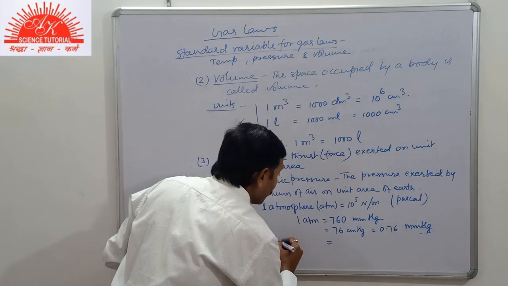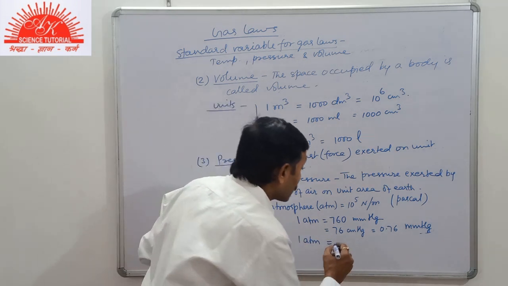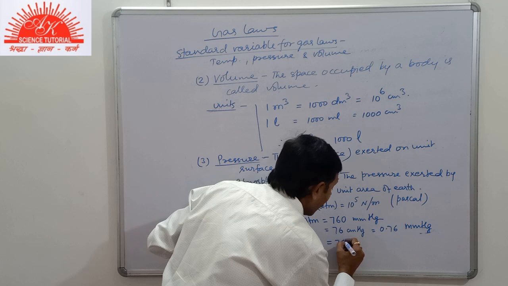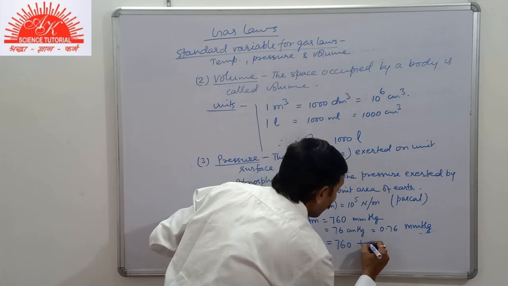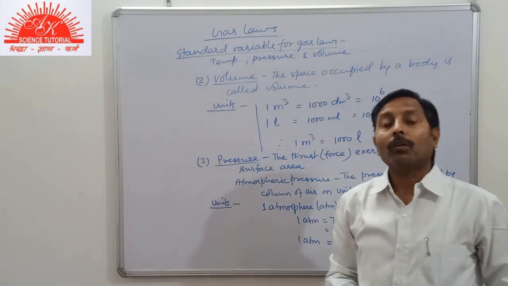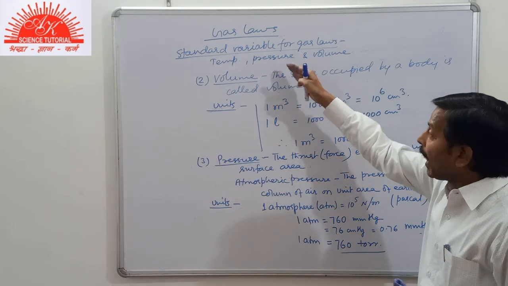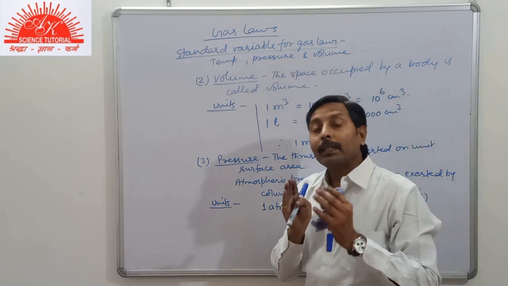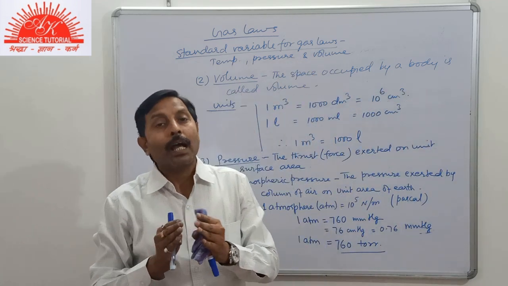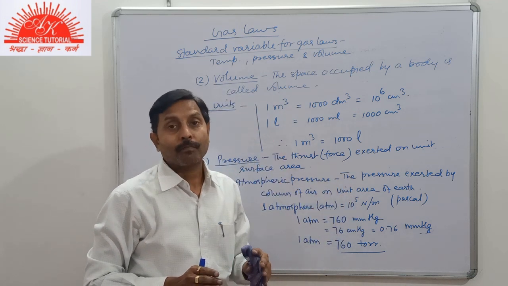One more unit can be taken: 1 atmosphere is equal to 760 torr. In some questions the torr unit is also given. So while handling problems related to gas laws, we will have to remember the units of temperature, pressure and volume, then we will be able to find the answer.